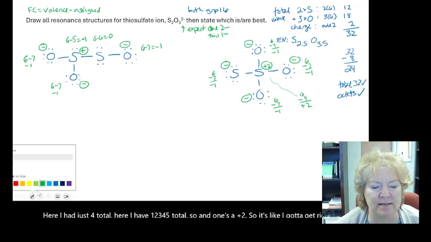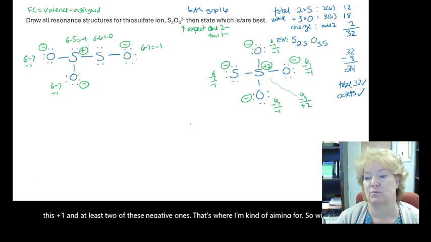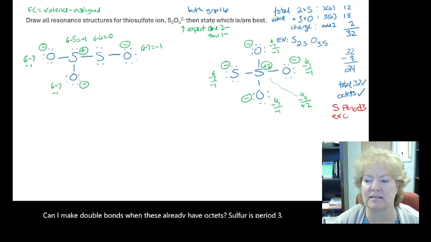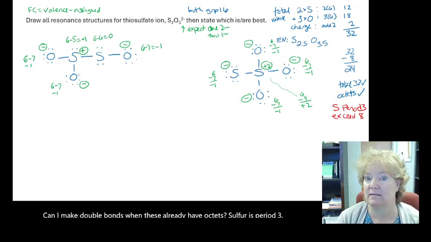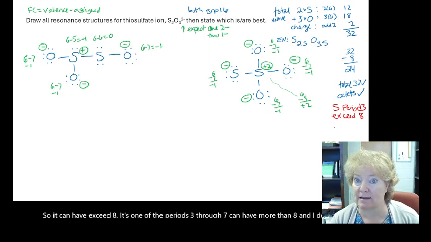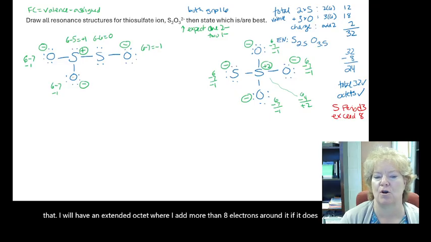So with that in mind, I also need to remember, can I make double bonds when these already have octets? Sulfur is period 3, so it can exceed 8. Elements in periods 3 through 7 can have more than 8. I will have an extended octet, where I add more than 8 electrons around it, if it does something to reduce formal charge.